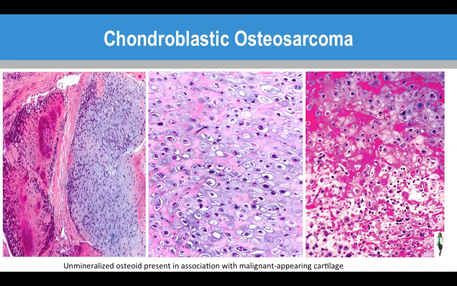So as you can see, in this tumor, the differential diagnosis will be chondrosarcoma. I mean, chondrosarcoma shouldn't have this osteoid formation.